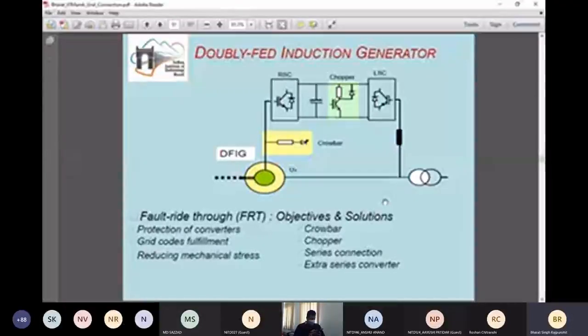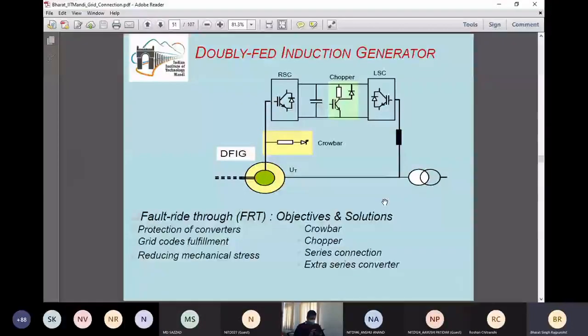But overall responsibility is to make the DC link voltage constant so that the rotor side converter can operate. So this is how the different control philosophies are there for the control of the rotor side and the line side converter. Now we are also able to see some other devices in this circuit. Let's see how they are working.